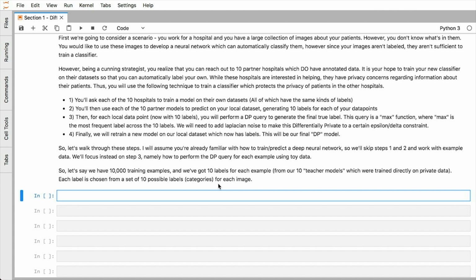And so this is exactly what we want to do, right? We want to work with these 10 different hospitals. They're going to train each model on their data sets.